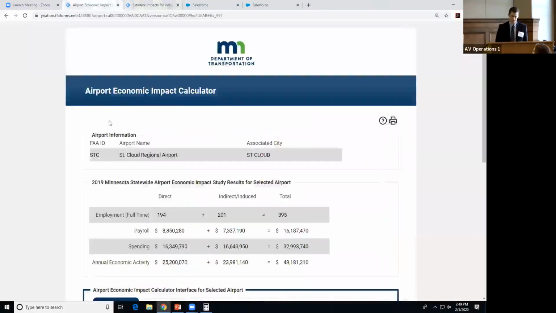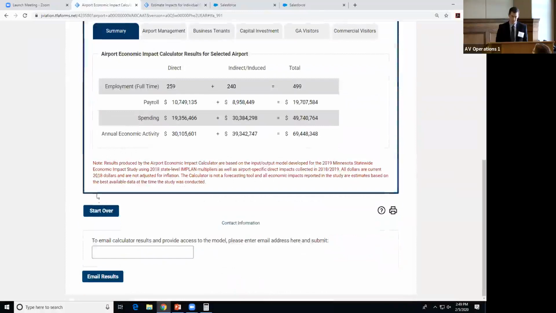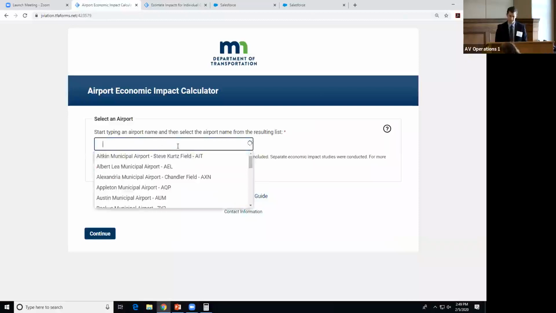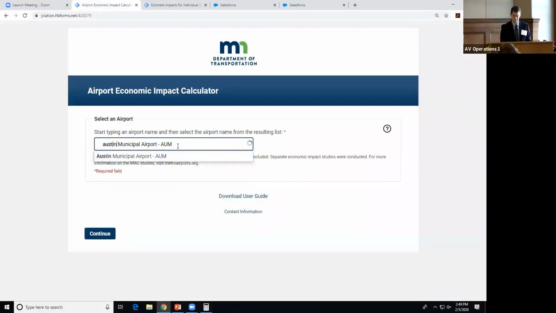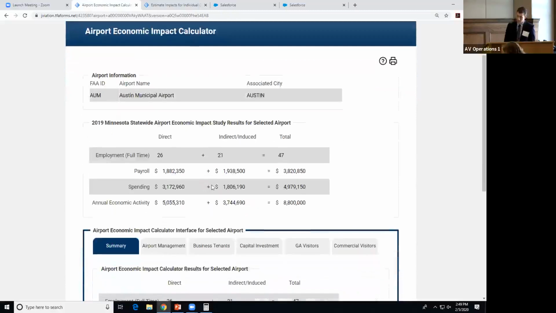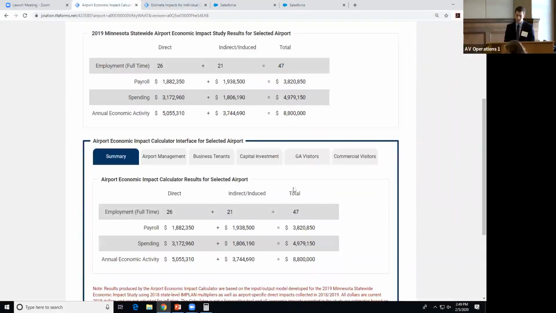Now let's try a different airport. From the summary page, you can start over. Let's look at a smaller airport. Austin Municipal. Just get a feel for a smaller general aviation airport. 26 direct jobs, 47 total, 5 million direct, and 8.8 million in total annual economic activity.